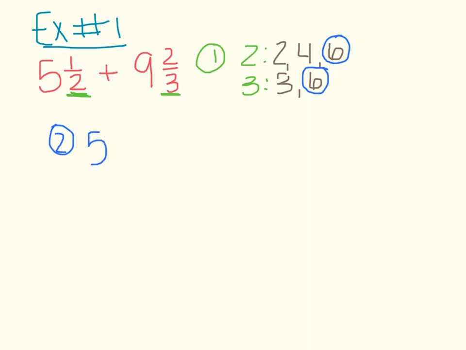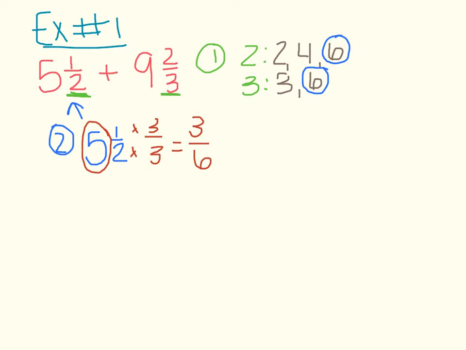So I'm going to take my first mixed number, 5 1/2, and I have to get the 2 from my denominator to be a 6. So I know when I multiply 2 times 3, I get 6. Whatever I do to the denominator, I have to do to the numerator. 1 times 3 equals 3. And I just keep my whole number the same.